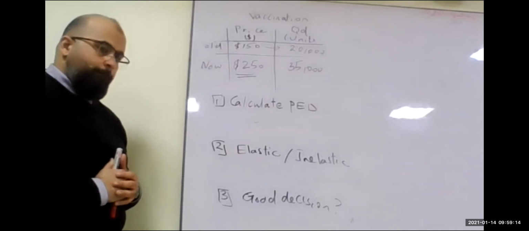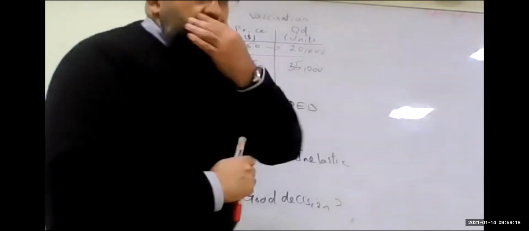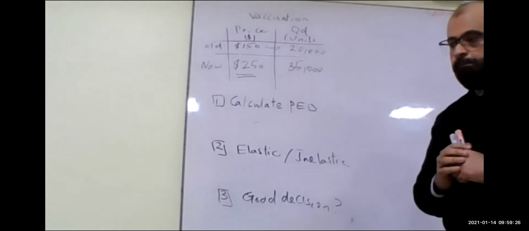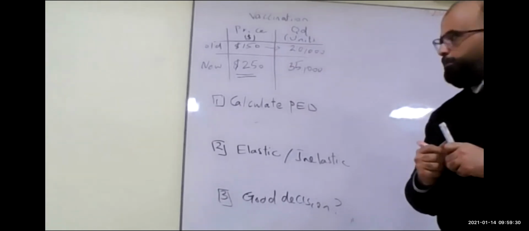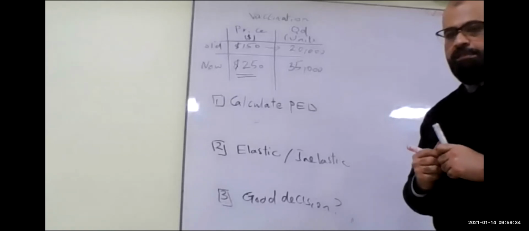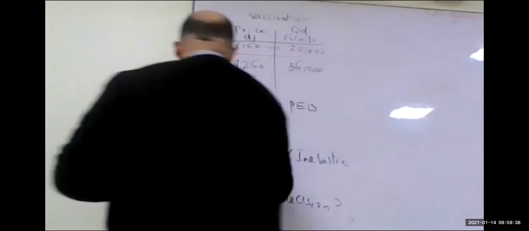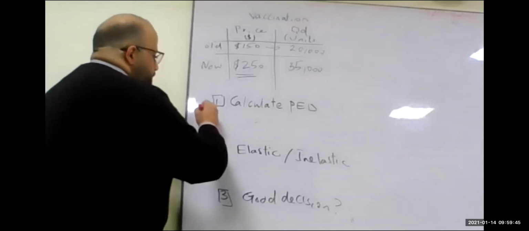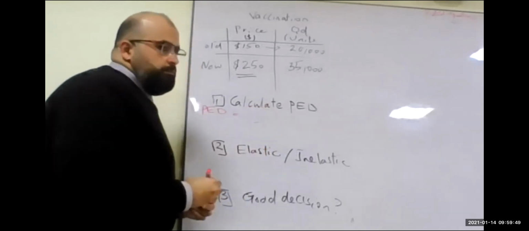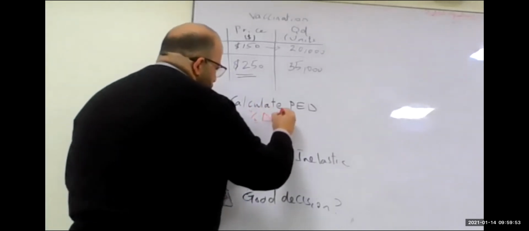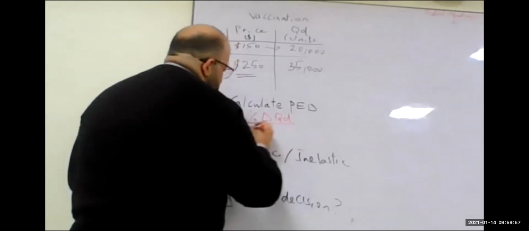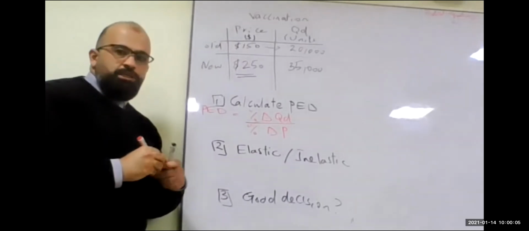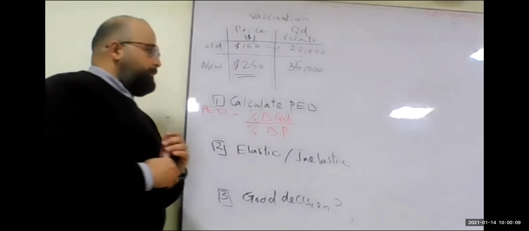So how can we do this? What is the formula for calculating the PED? I don't remember, but I had it in my notes. You can check the notes on the Learnovia. So PED equals percentage of change in quantity demanded over percentage of change in price.